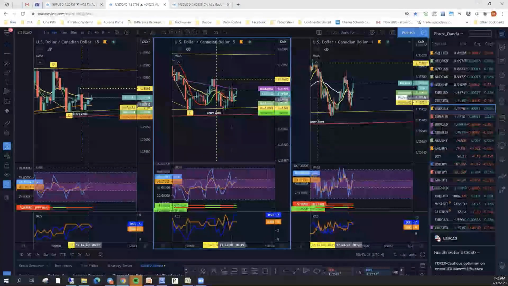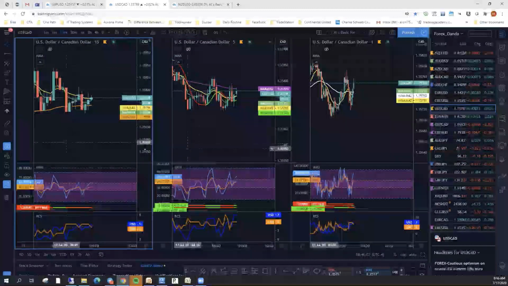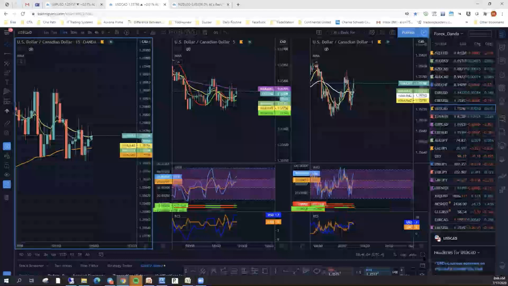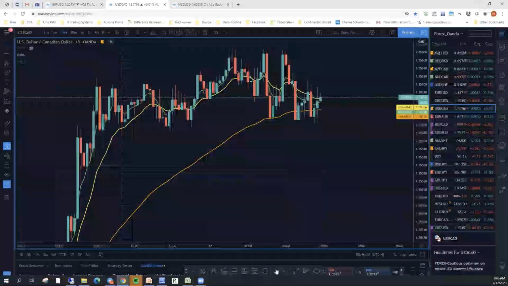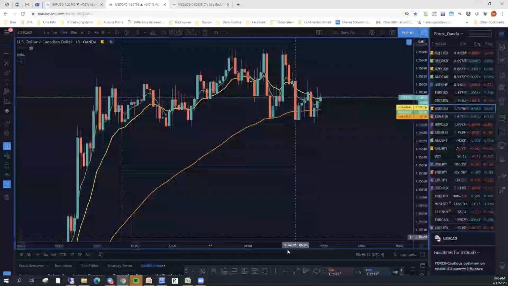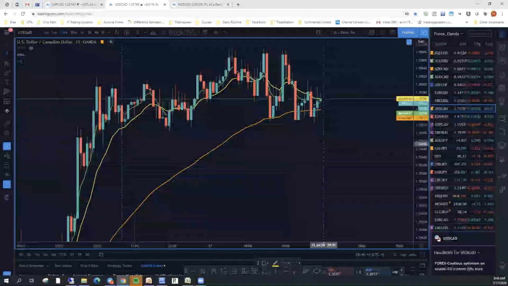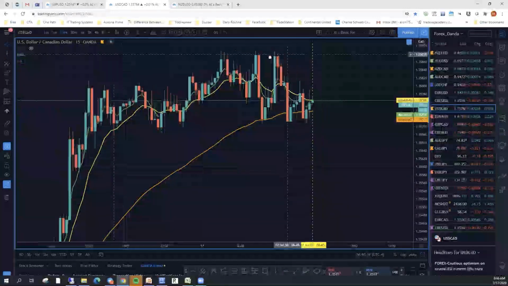So here we go, US CAD. We're going to clean up the chart and make this one big. We're going to just take a look at the 15-minute. 8:45 was the trade. Right there was the alert, if I can get the alert to work. There we go, 8:45. It was descending, I believe. Descending this time, yeah.